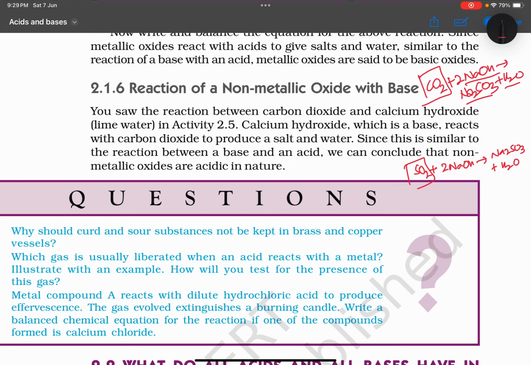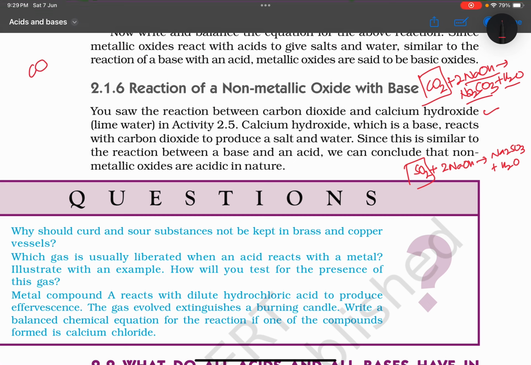You saw the reaction between carbon dioxide and calcium hydroxide, lime water, in activity 2.5. Calcium hydroxide, which is a base, reacts with carbon dioxide to produce salt and water. Since this is similar to the reaction between a base and acid, we can conclude that non-metallic oxides are acidic in nature. Non-metal oxides are acidic in nature. Metal oxides are basic in nature, but not every time.